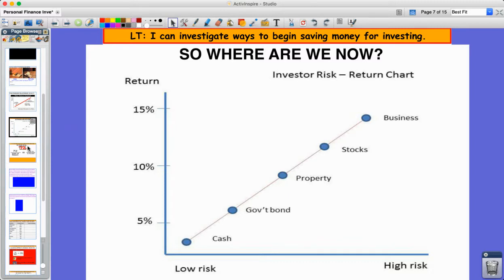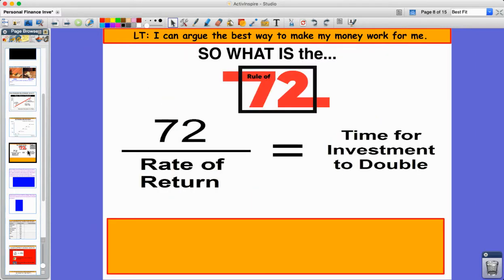So let's take a look at the idea of the rule of 72 when it comes to investing and doubling your money, right? When it comes to risk. So the rule of 72, you watch the video and you watch the girl explain what the rule of 72 was. So let's take a look at it right here.